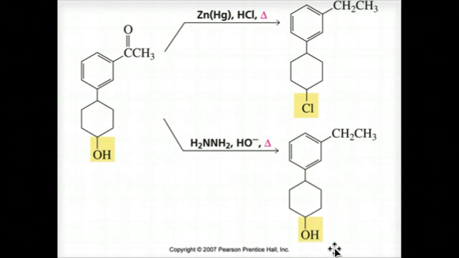The conditions of the Clemmensen reduction, as you can see up here, zinc and mercury and hydrochloric acid, would result in substitution of the alcohol group with a chlorine. Under the basic conditions of the Wolff-Kishner reduction, as you can see here, the alcohol group is unchanged. Meanwhile, we have accomplished what we set out to do with the carbonyl group on the other ring. Notice, in both cases they've been reduced. But in this case, we've also undergone another change in the molecule.